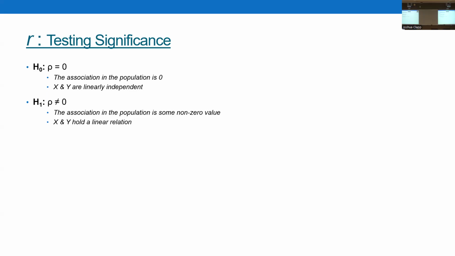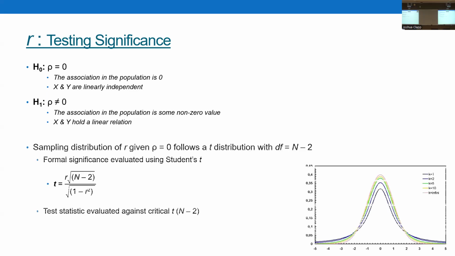Because all we're testing is whether our population association is 0 to an infinite number of decimals, which we'll always reject the null if we have a big enough sample. Okay. So just keep that in mind as we're going through an interpretive search.